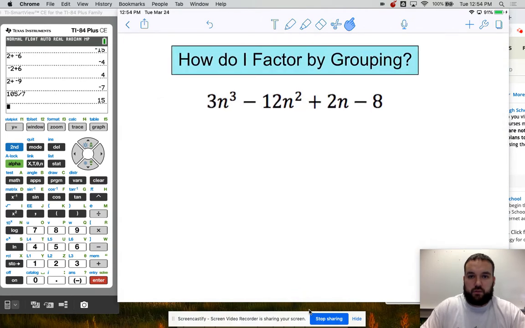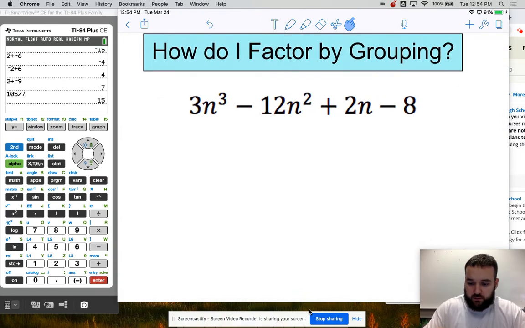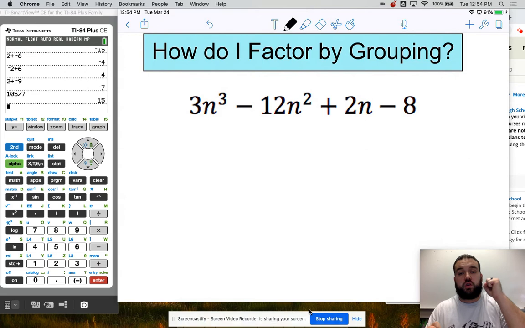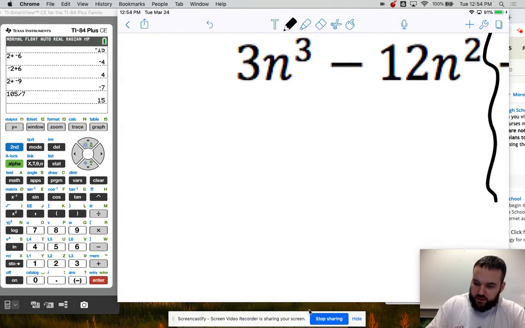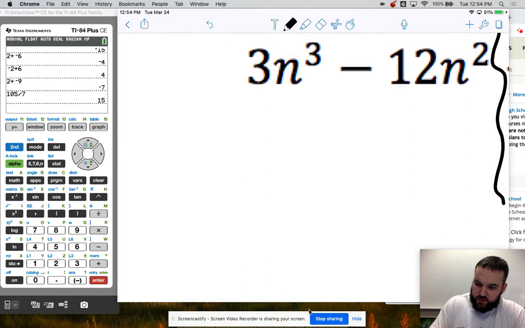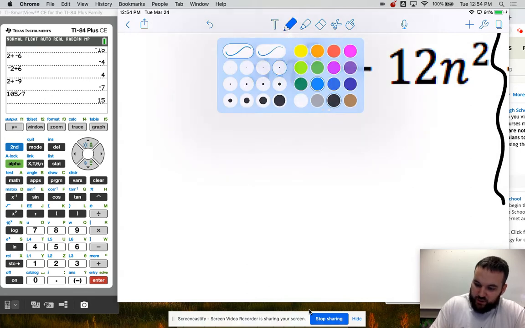Let's look at another example. Again, 4 terms here. If you see 4 terms, you should think right away, I'm going to factor by grouping. So again, I'm going to split the problem in half into 2 sets of 2. Then I'm just going to focus on the first 2 terms.